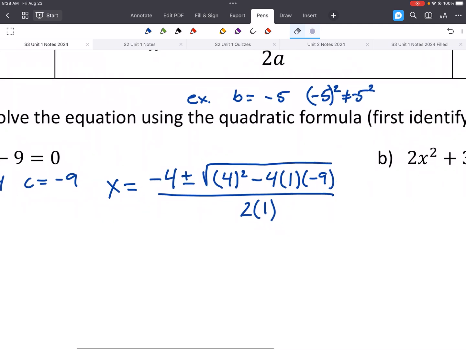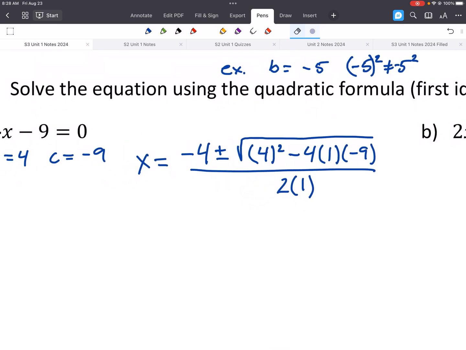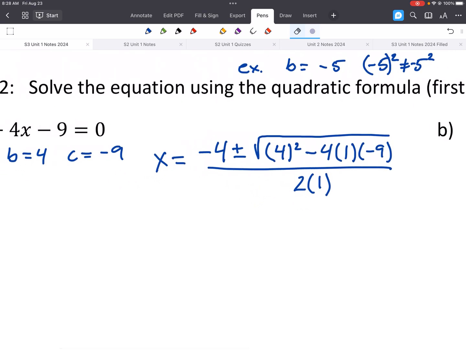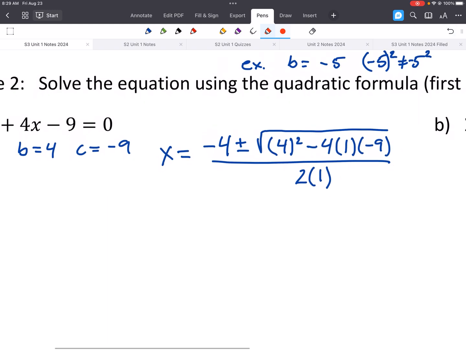All right, now let's finish up with what we're actually doing, this problem. So we have our solution. This is our solution, okay? We just need to simplify it. The first thing we're going to do is simplify what's called the discriminant. And the discriminant is the inside part of your formula, okay? So we're just going to put that into our calculator.